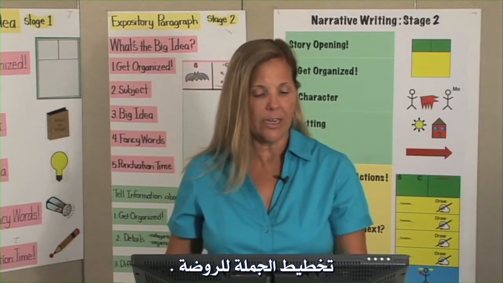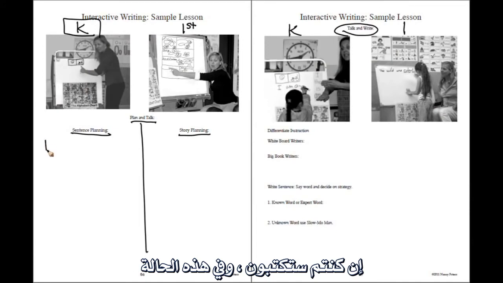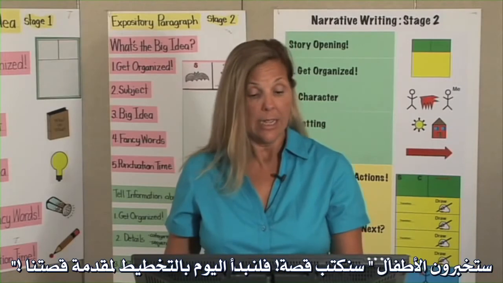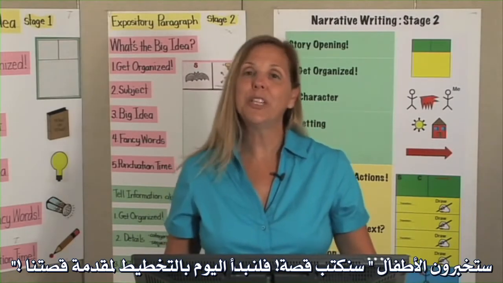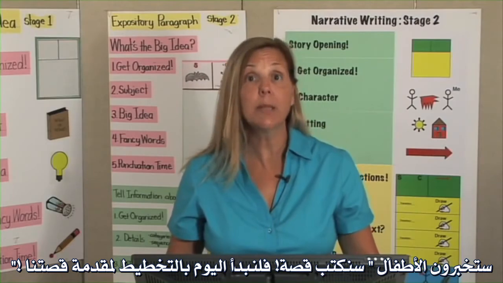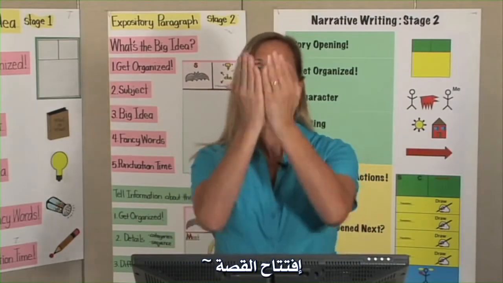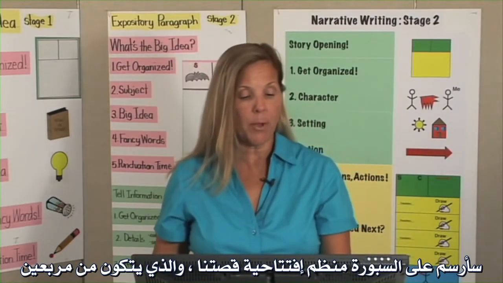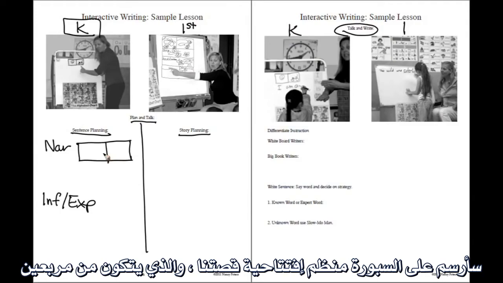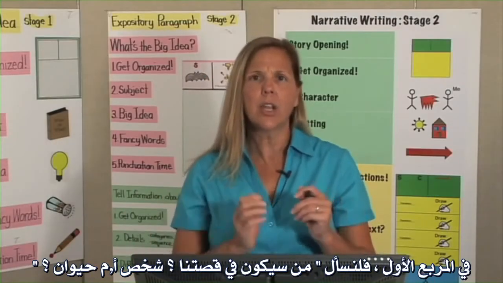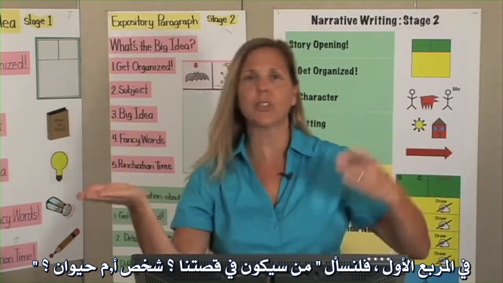Sentence planning for kindergarten. If you are writing, and in this case, a narrative or informational, explanatory or expository writing, this is what your steps would be. You would tell the kids, we're going to write a story. Today, let's plan the beginning of our story. Story opening. And now I have all the kids say that. Story opening. I'm going to draw up on the board our story opening planner, which has 2 boxes. In our boxes, let's go ahead and ask in this first box, who's in our story, a person or an animal?